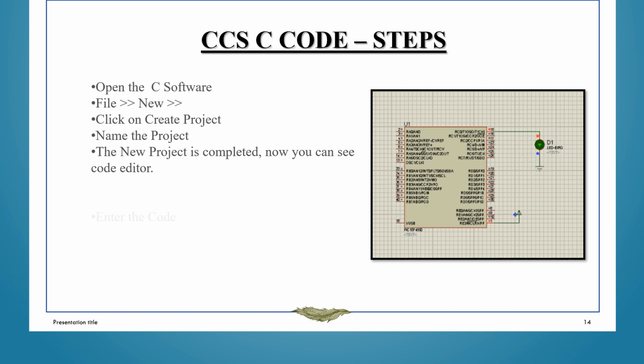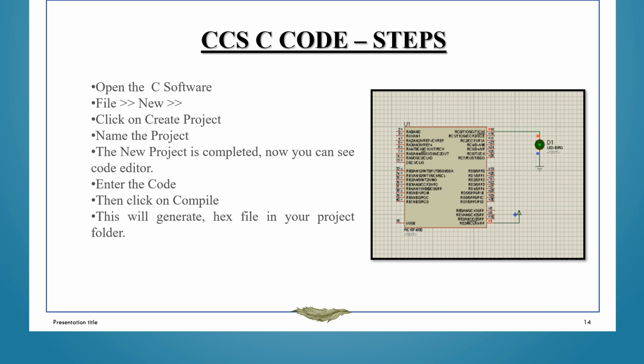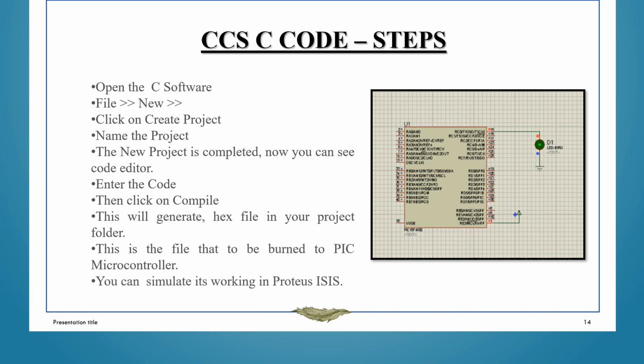Now you can see the code editor. Enter the code. Then click on Compile. This will generate a hex file in your project folder. This is the file that is to be burned to the PIC microcontroller. You can simulate this working in Proteus ISIS.